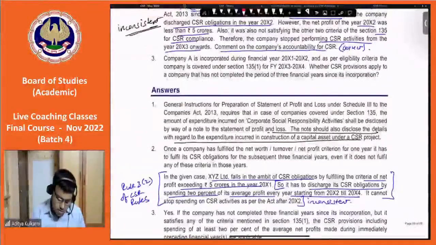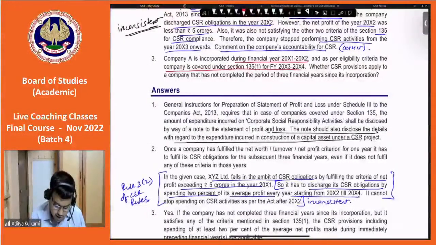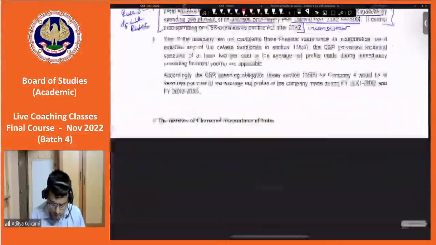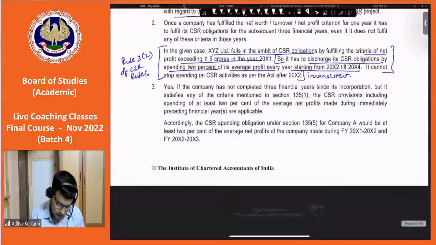Coming to the next one, company is incorporated during X1, X2. As per eligibility criteria, company is covered under 135(1) for FY X3, X4. Whether CSR provisions apply to a company not completing 3 financial years? Yes, definitely it will apply.